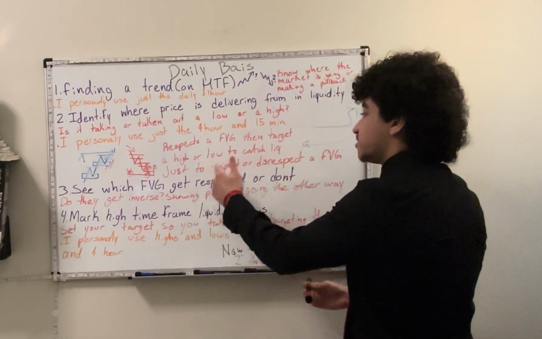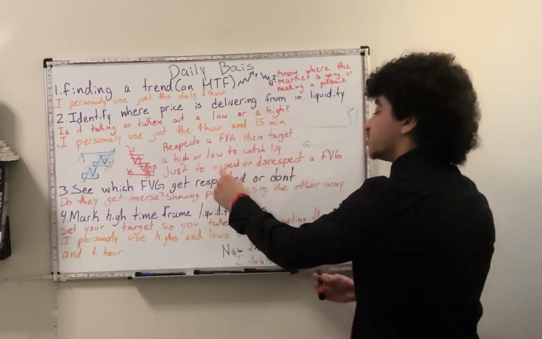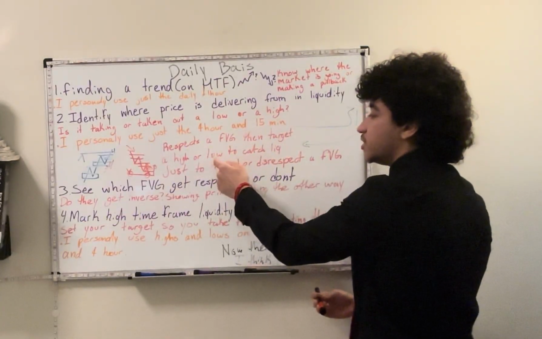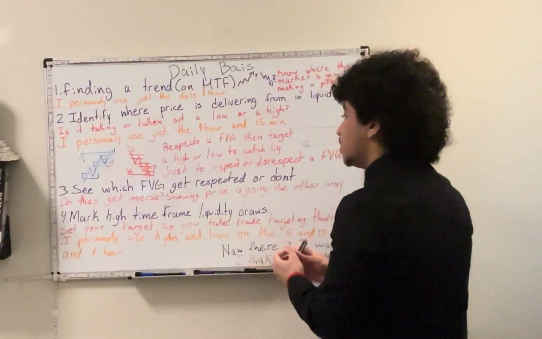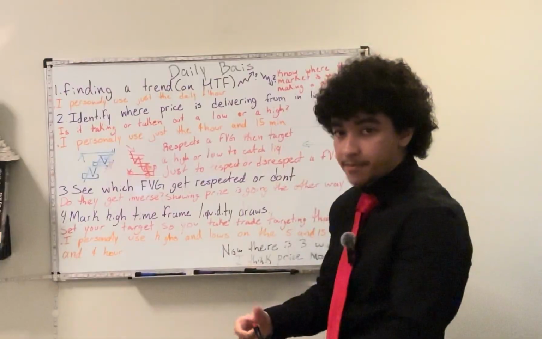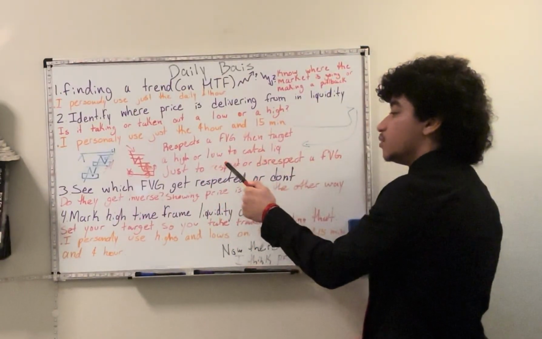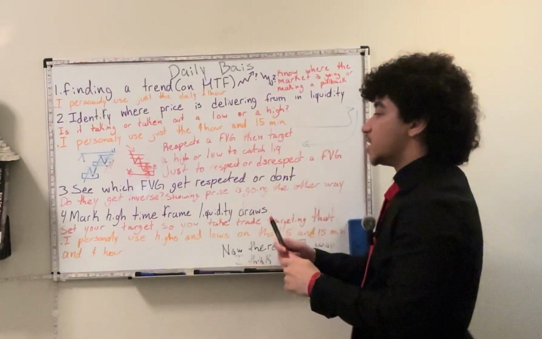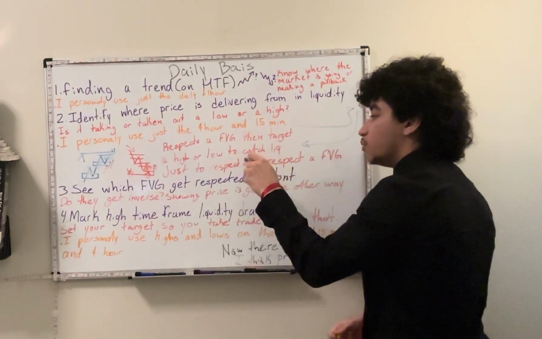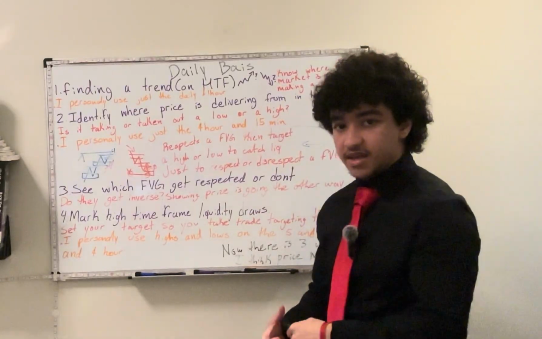You've got to see if it respects a fair value gap, then target a high and low to catch liquidity, just to respect or disrespect a fair value gap. So you target highs and lows as liquidity, so you can target that fair value gap. I need to write that down, but yeah, target the fair value gap to see if it respects or disrespects it. Whether it respects it or disrespects it, it's still going to test it. That's why we want to really aim for that fair value gap most of the time.